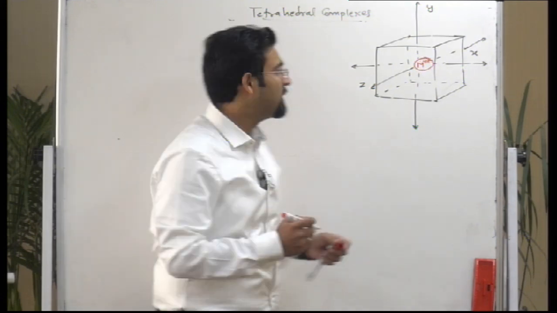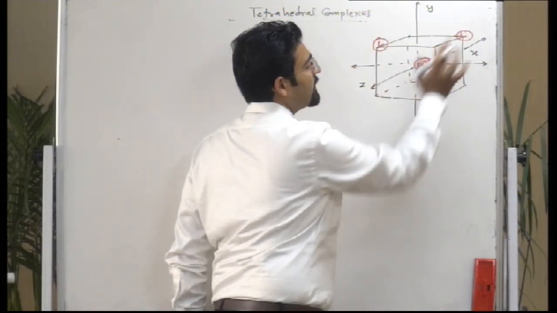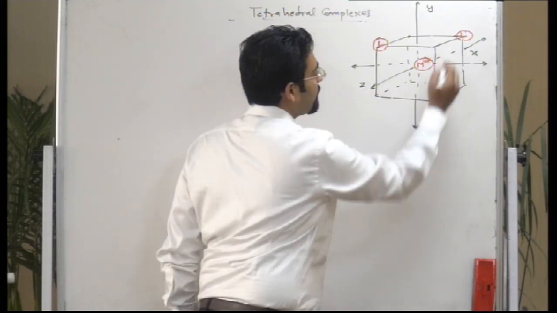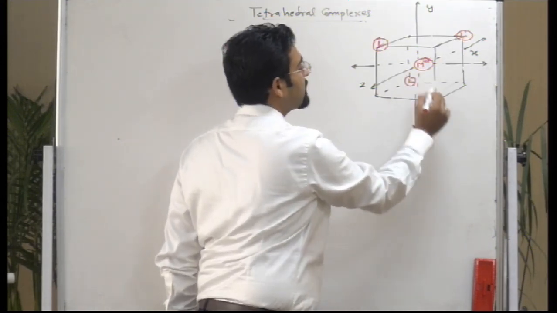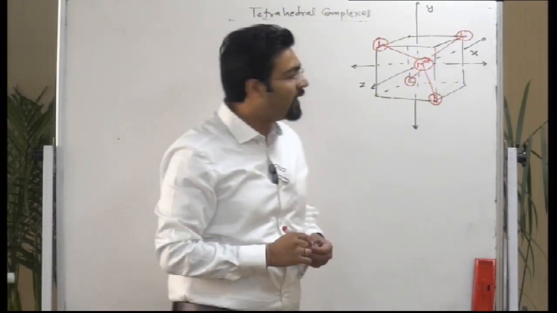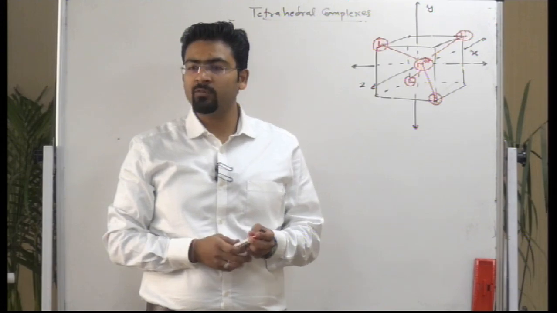Which can be achieved if the ligands are coming from alternate corners. For example, this corner, not this one, then the alternate one. So this is the adjacent corner, this is the alternate corner. So 2 are coming from this corner and the other 2 are coming from these corners. So if they come from these directions, as I can see, none of them are coming from the sides of the axis.